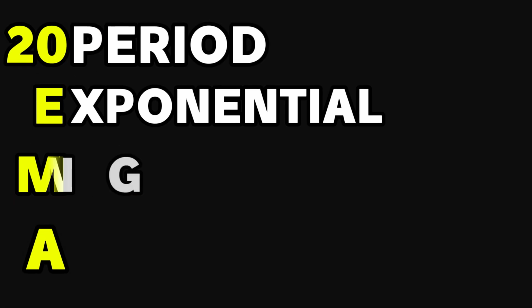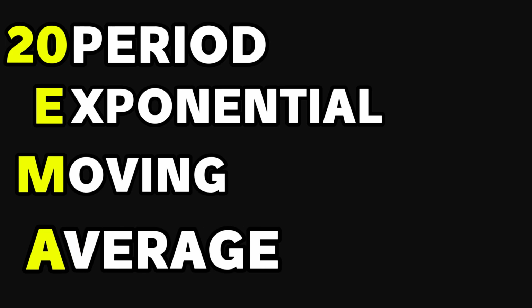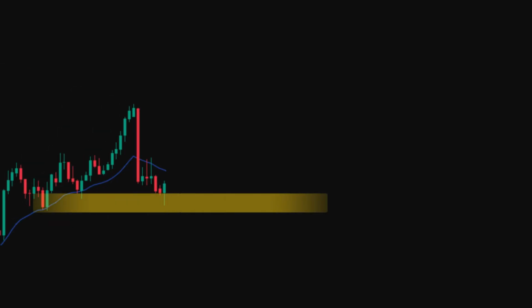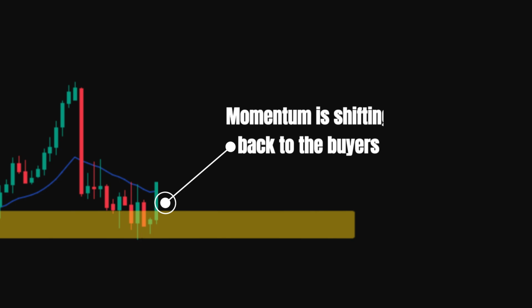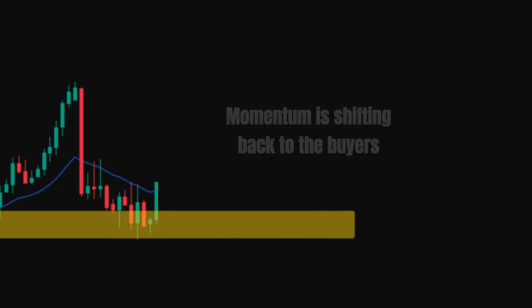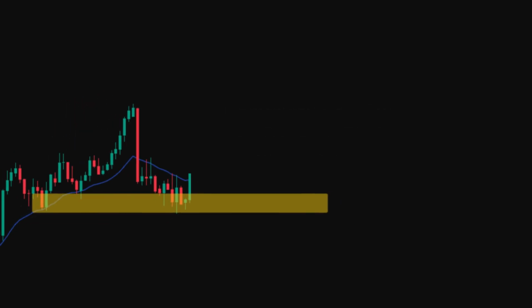This is where I bring in the 20 EMA, which stands for the 20-period exponential moving average. The way I use it is very simple. If price closes a candle above the 20 EMA after rejecting support, that tells me momentum is shifting back to the buyers. At that point, I'm looking for a long entry.